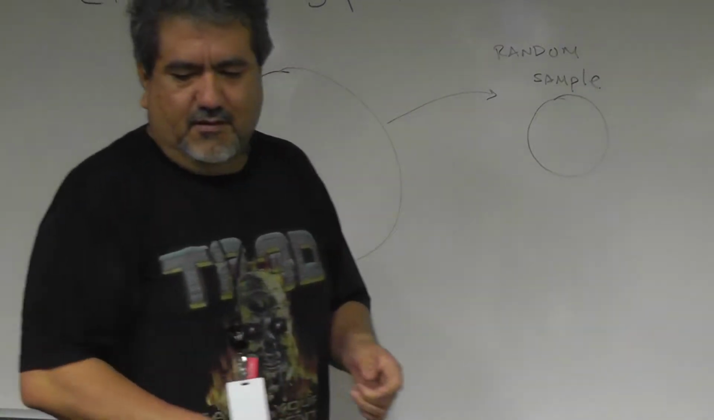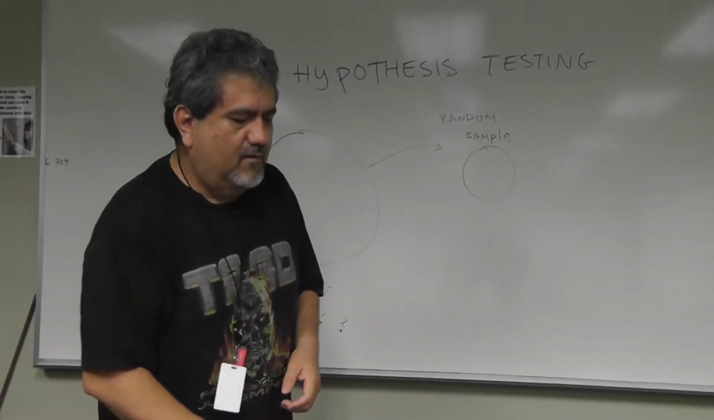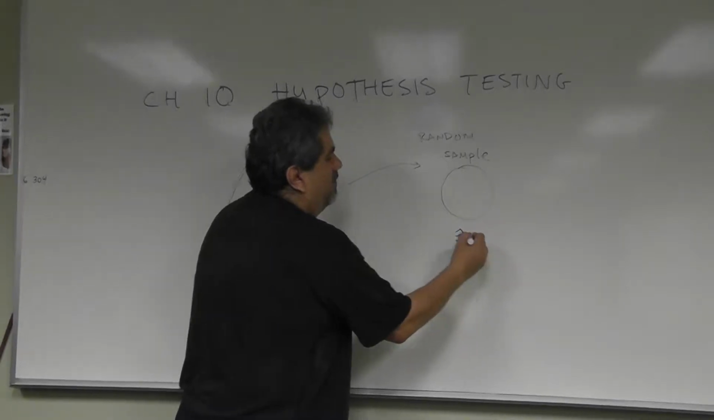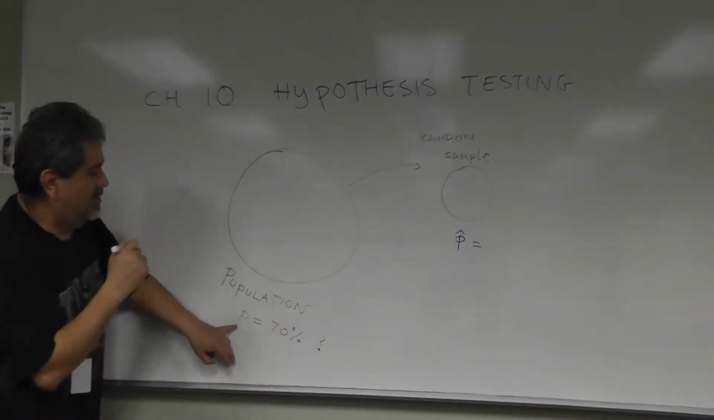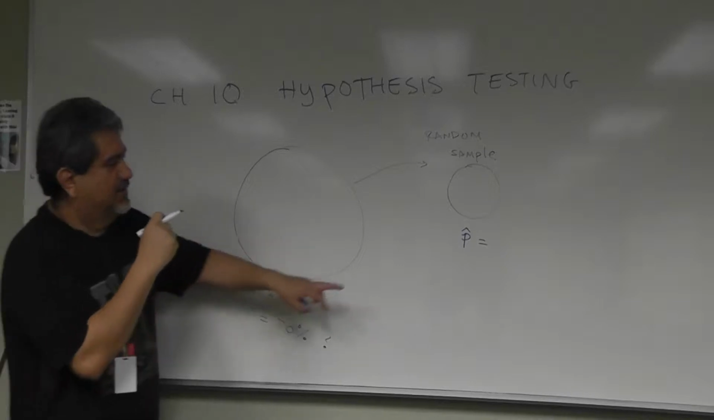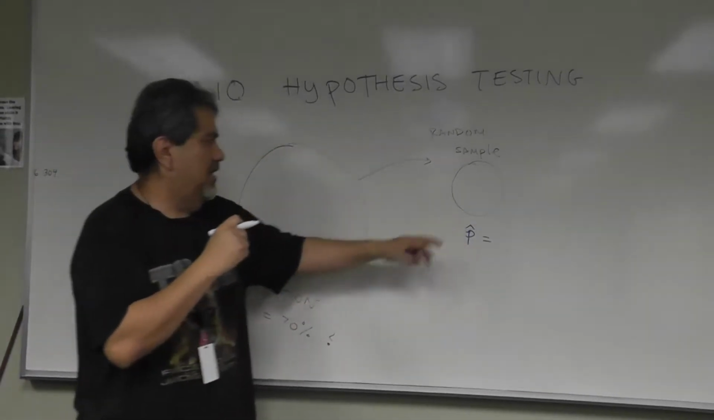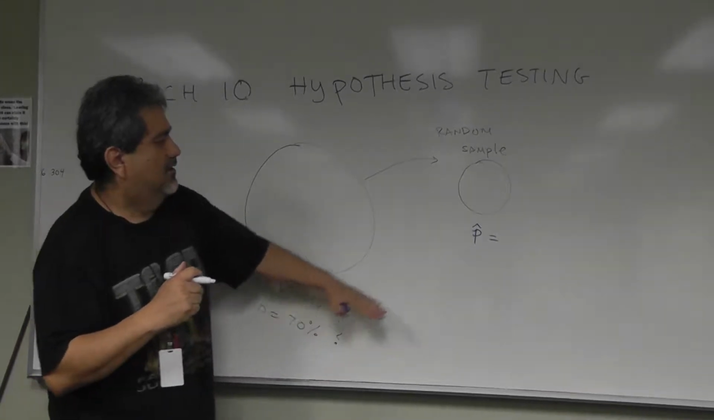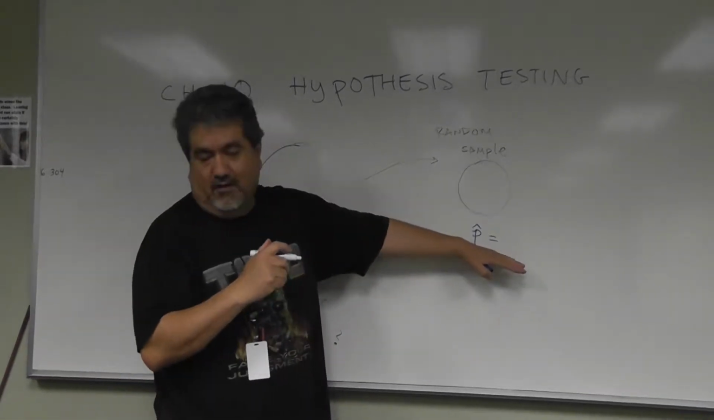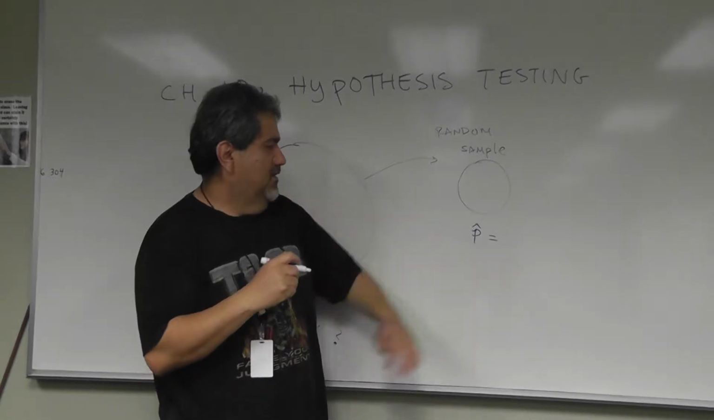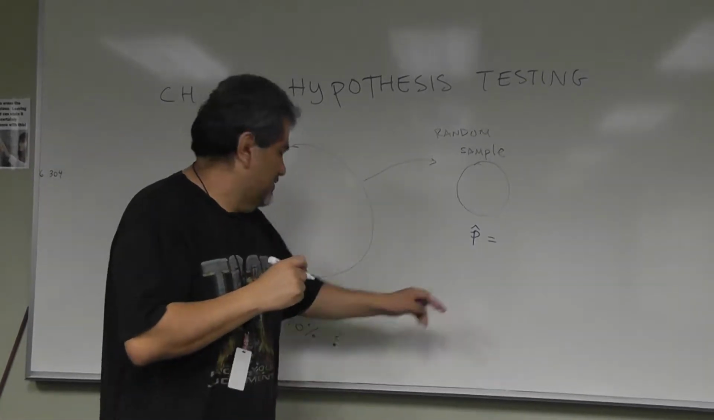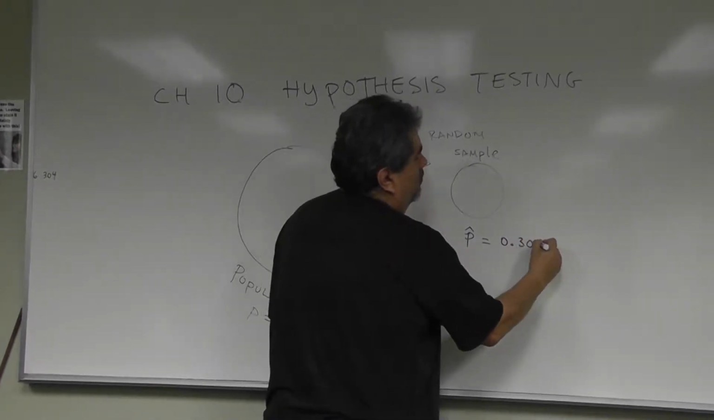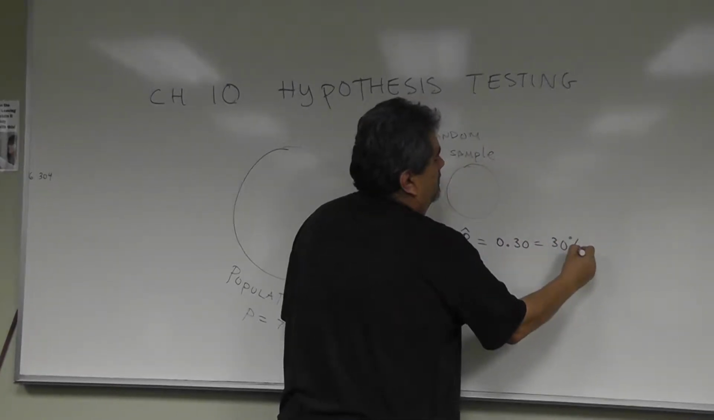Now, the sample percentage, for right now, let's call it P with a hat. All right, so P with a hat. This is the population percentage with a P, and the sample percentage with a P with a hat. And we are testing this number with this other number, right? For the sake of illustration, let's say that this is 30% or 0.30, right?